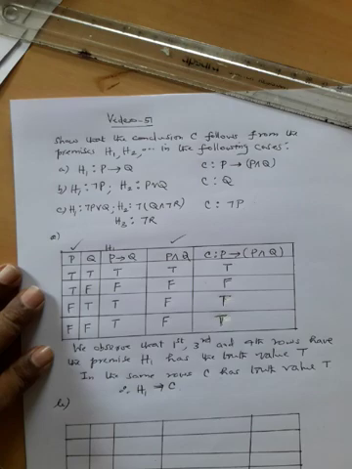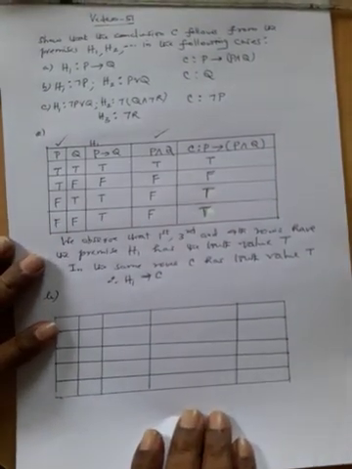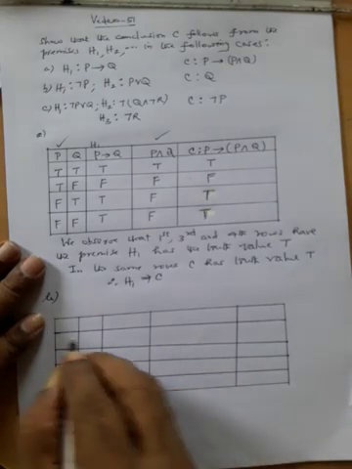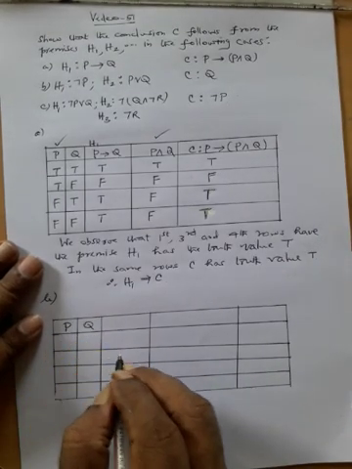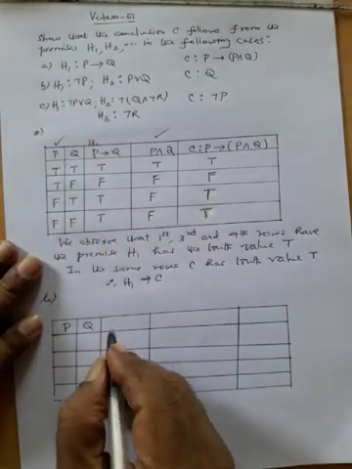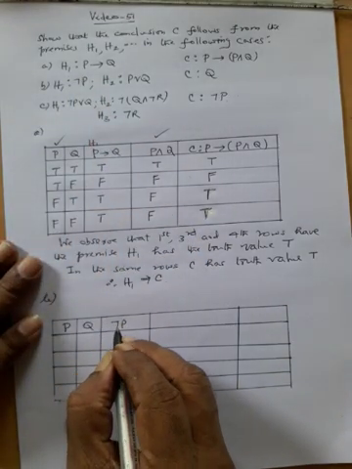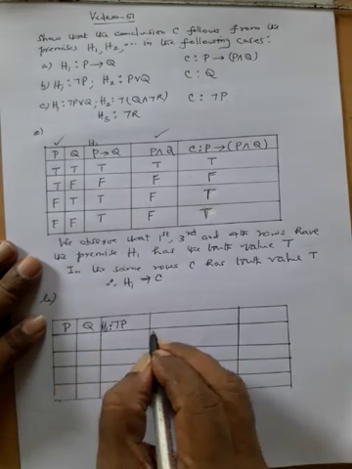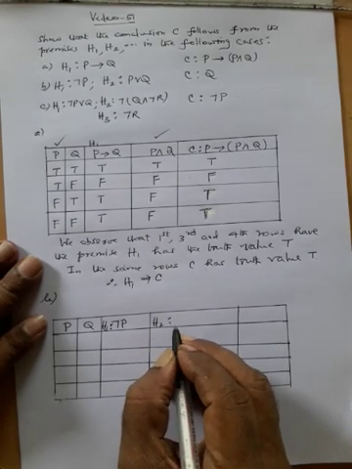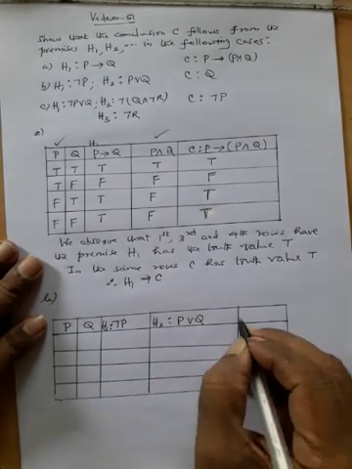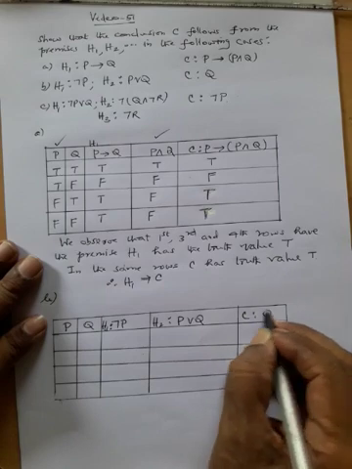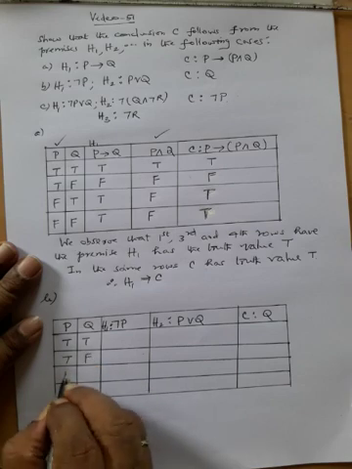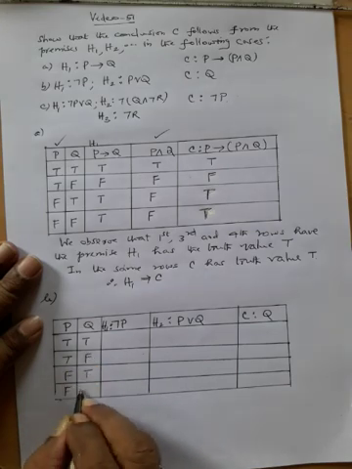So let us go to part B. In part B we have two hypotheses. Conclusion C is Q. Now we have only two propositions, P and Q. What we need is negation P, which is our H1. H2 is P or Q, and the conclusion is Q. PQ means TT, TF, FT, FF.